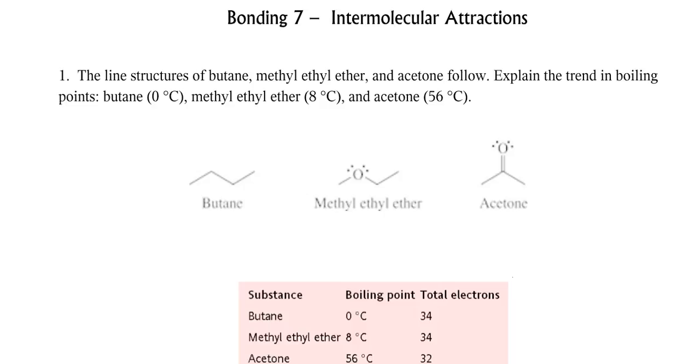So let's go over the bonding 7 intermolecular attractions worksheet. I'm giving you these structures, and normally they're given to you in a way that you can understand them better, but with these little line structures, the carbons are actually at the corners here, and there would be H's here, so this is not how you would normally see it. But fun to look at, sure.